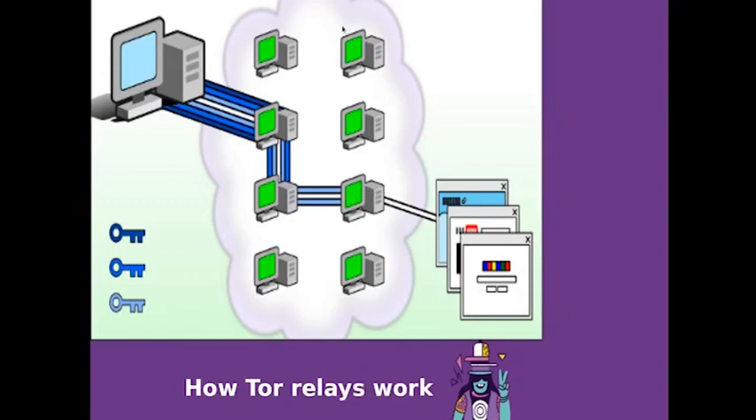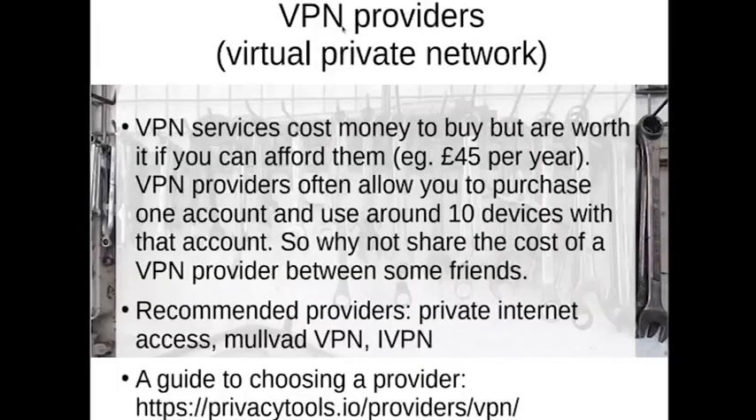So going back to VPNs. They do cost money. You're in effect paying somebody to use their computer. So it's around £45 a year. However, they do often allow you to use one account with around 10 devices. So perhaps share the cost of VPN provider between some friends. So £4.50 a year perhaps is not so much. Hopefully, trusted friends, I should add. However, you are using somebody else's computer, so you need to be able to trust that person.